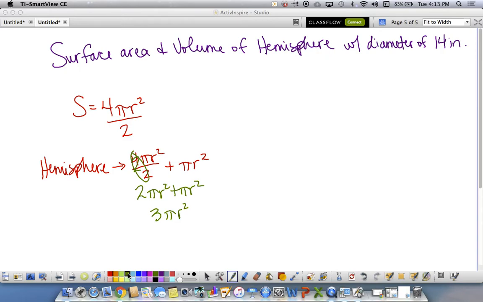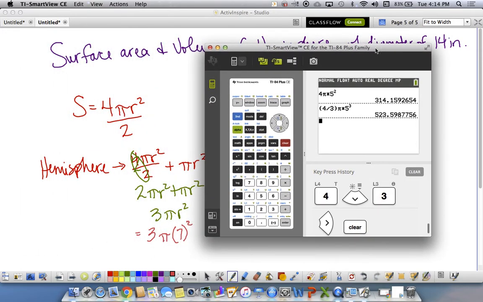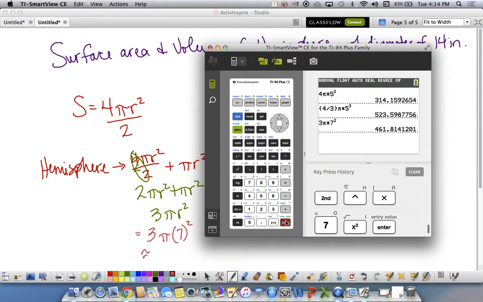So what is your radius? The only thing we're plugging in here is it 14 or is it 7? Yes. Okay. So our surface area of the hemisphere would simply be 49 times 3 times pi. So I can do 3 pi times 7 squared. So yeah, that sounds right. Approximately 461.81 inches, because I did inches on this one, squared.